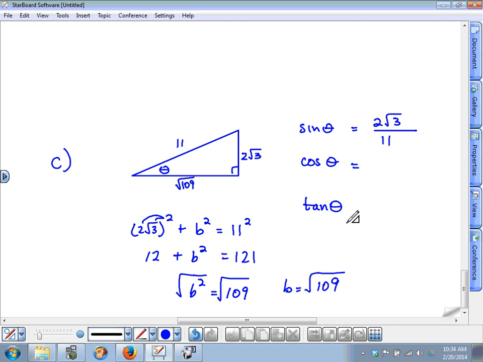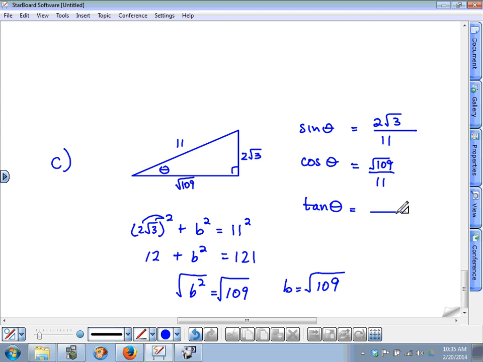What's the cosine now that we know the adjacent side? It's the adjacent and the hypotenuse. You guys are starting to lose focus. Come on, you guys. The adjacent and the hypotenuse would be the square root of 109 and 11. And that would be the answer. And then the last one would be opposite versus adjacent. So the opposite is 2 square root of 3 and then the adjacent is the square root of 109.